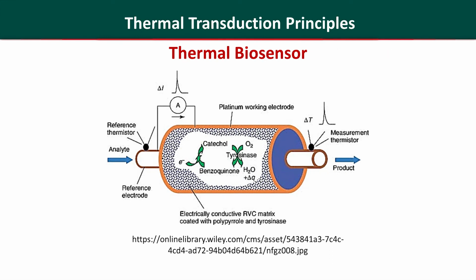In this case, the enzyme used is tyrosinase, and this enzyme is immobilized on the transducer. And you can see in this slide that there are two thermistors. One is before the biorecognition process, passing through this transducer, and once the sample passes through this transducer, there is another thermistor, and the temperature difference between the two thermistors tells us about the biorecognition process.